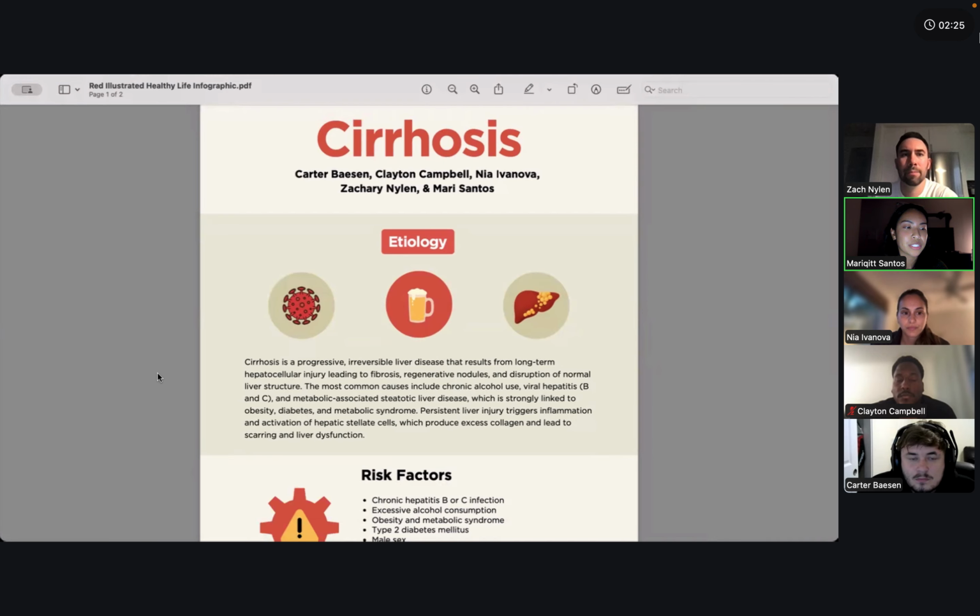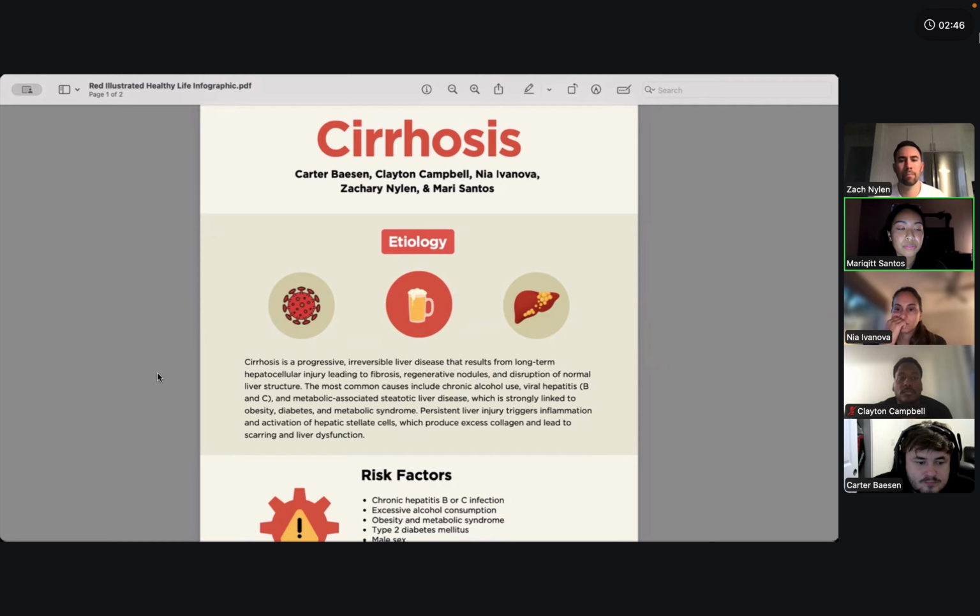So, to start, cirrhosis is a progressive, irreversible liver disease that results from long term cellular injury, which leads to fibrosis, regenerative nodules, and disruption of normal liver structure. The body relies on the liver for a lot of vital functions like blood filtering, metabolism, as well as detoxification.